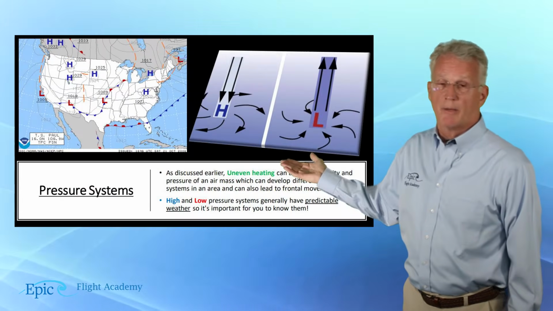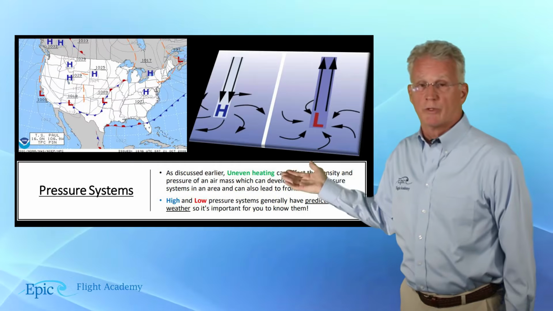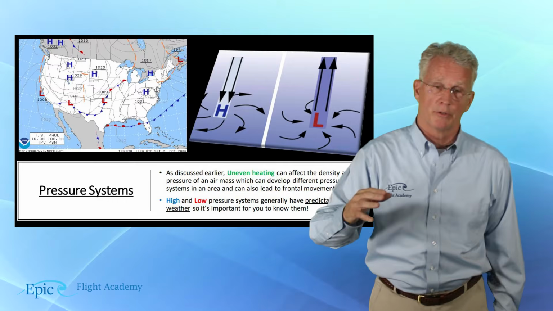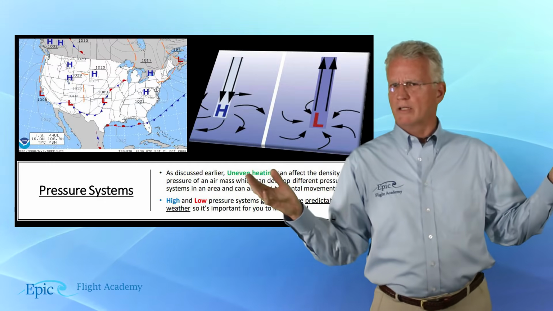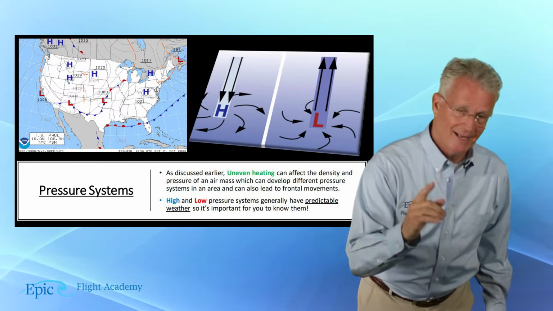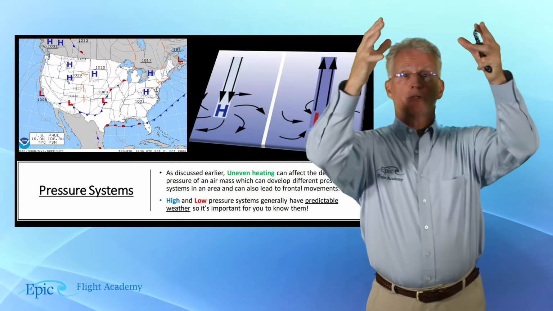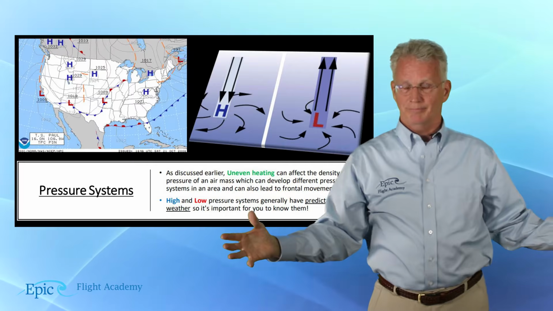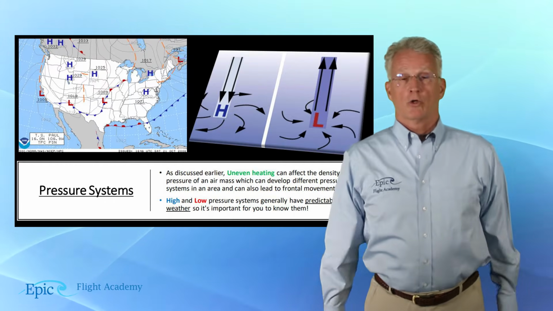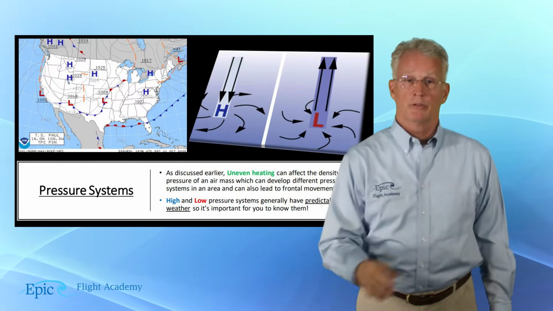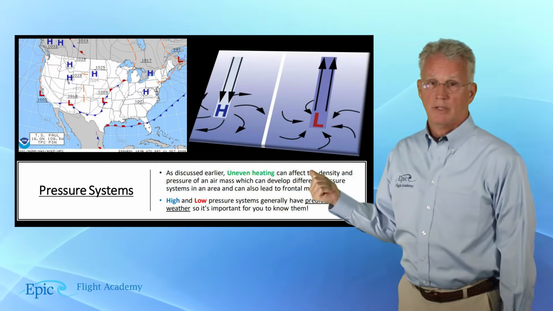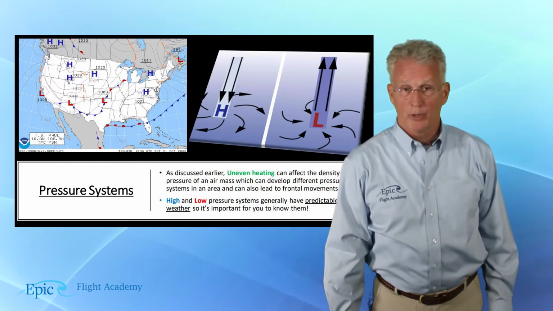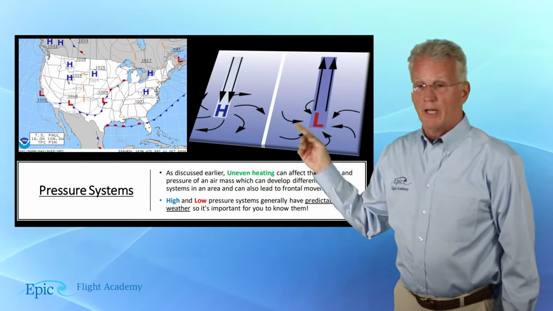Here you can see an example of the surface analysis chart where you see the blue H's and the red L's for high and low pressure areas. How exactly does that happen? Again, those pressure areas are from the rising and sinking air. The rising air causing a center of low pressure, that's the red L's. The sinking air causing an area of high pressure, that is the blue H's.